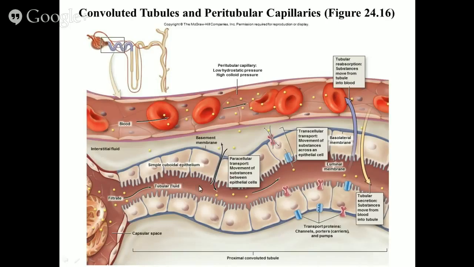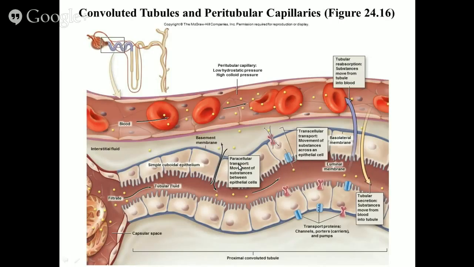So what we do is we do paracellular transport. This is movement of substances between epithelial cells. So there's a gap in between the epithelial cells, and some of these constituents in the filtrate can squeeze in between the epithelial cells into the interstitial fluid right here, and then ultimately diffuse into the bloodstream and go back to the rest of the body. Some things will move through paracellular transport, and then some things are going to move through transcellular transport, which is the movement of substances across an epithelial cell.